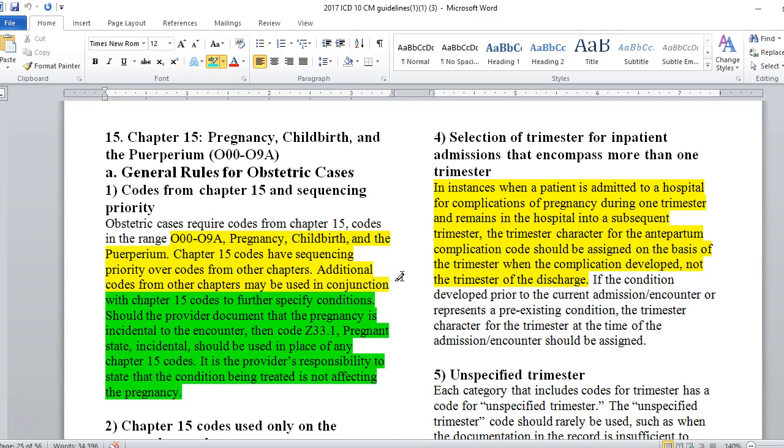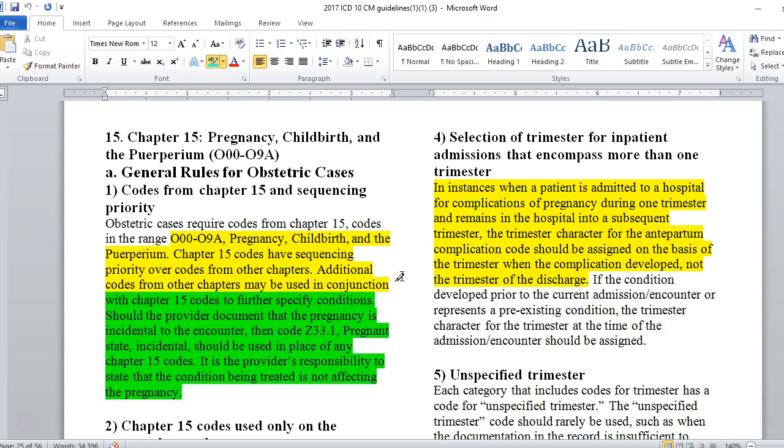So looking at number 4, in instances when a patient is admitted to the hospital for complications of pregnancy during one trimester and remains in the hospital into a subsequent trimester, the trimester character for the antepartum complication code should be assigned on the basis of the trimester when the complication developed, not the trimester of the discharge. Okay, so first things first. Remember, if postpartum is after birth, antepartum is before birth.